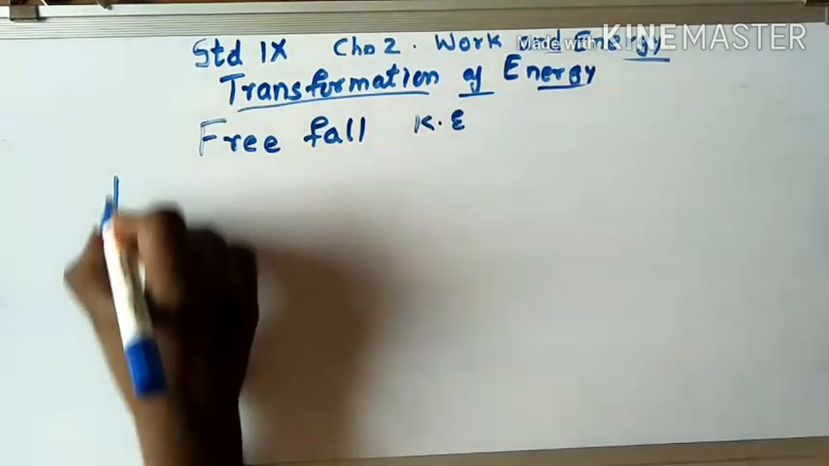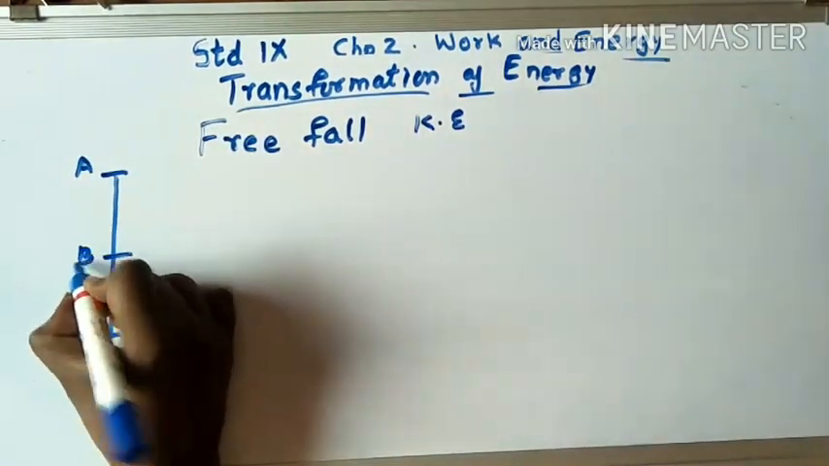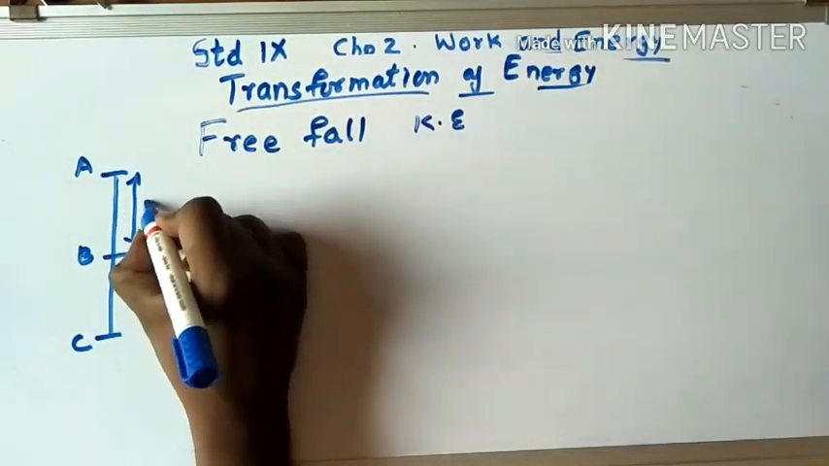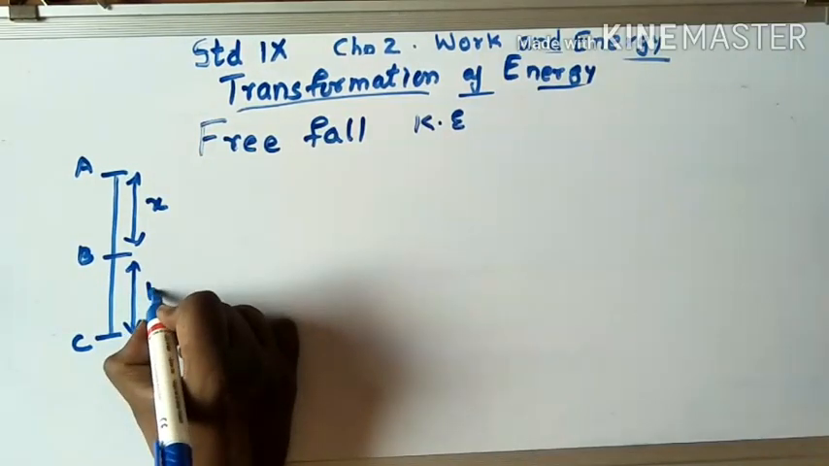Now, let's say for example, this is A, this is B, and this is C. From here till here, this is x. From here till here, this is h minus x.